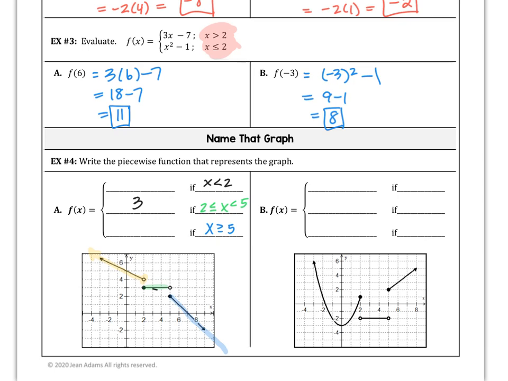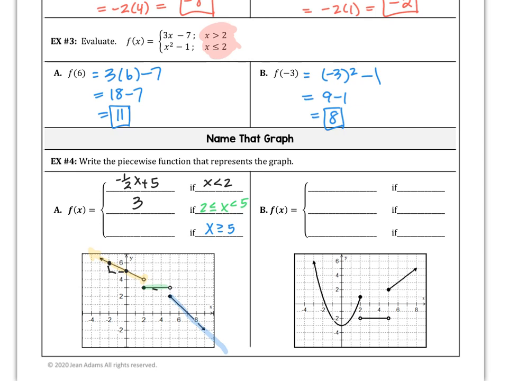Let's see, the top one there in the yellow, the y-intercept is 5 because it crosses right here. But I need to find the slope. So I'm going to pick any 2 points on the line, and notice my slope is down 1, right 2. So it's a negative 1/2 x plus 5, because 5 is my y-intercept.